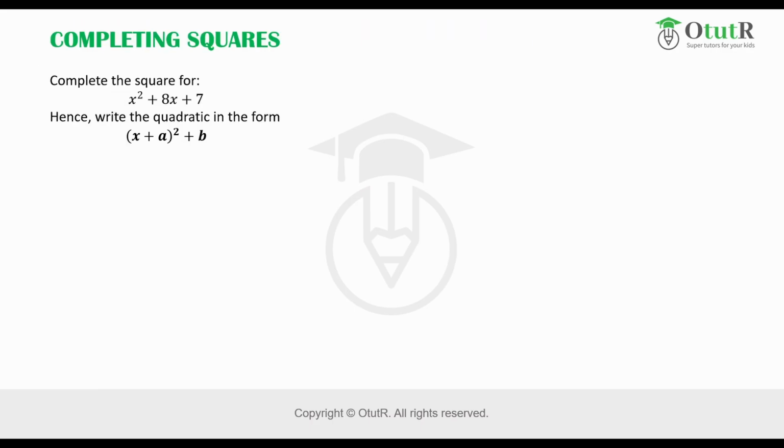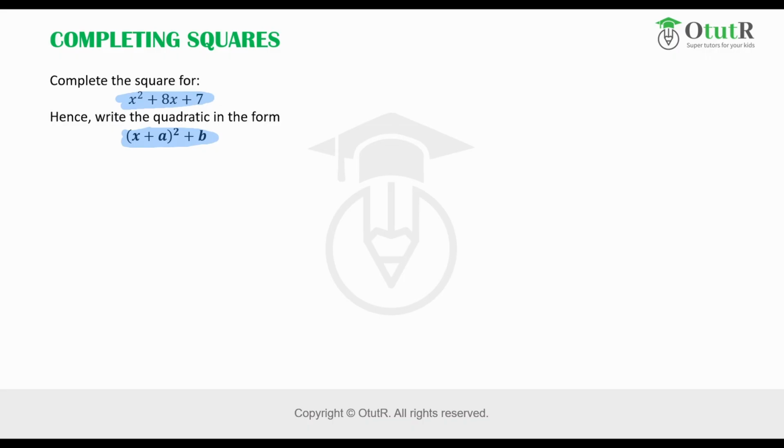For the next question, we have something called completing the squares. Okay, so for completing the squares, first read the question. The question says complete the square x squared plus 8x plus 7. Hence, write the quadratic equation in the form of (x plus a) whole squared plus b. So here we have to express this entire thing in this particular form. Okay. So let us see how we can do that.